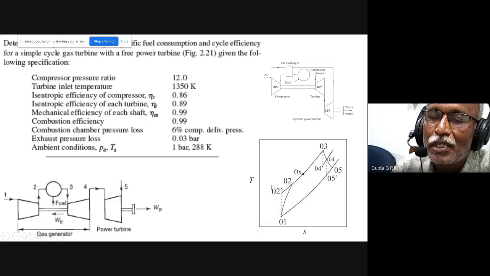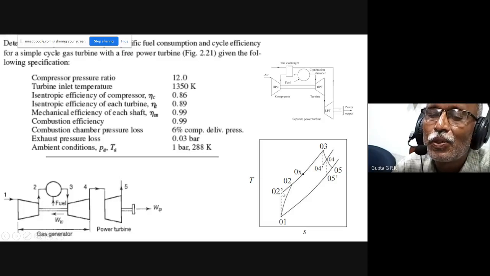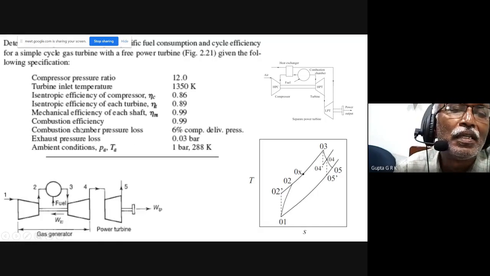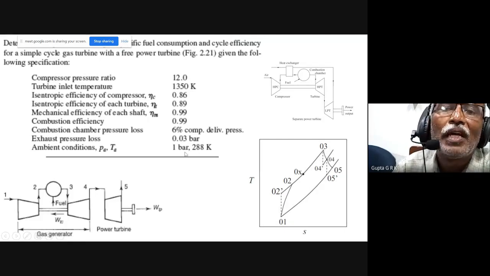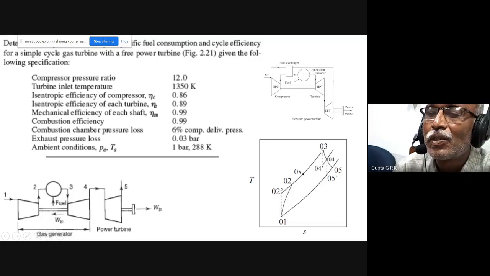Once I get T02 dash, use the compressor efficiency, which is 0.86. So T02 dash minus T01 by T02 minus T01 is 0.86, and I can calculate T02. Once this is over, I go to P03. There are no pressure losses in the combustion chamber, so P02 is equal to P03. And T03 will be given as 1350 Kelvin.